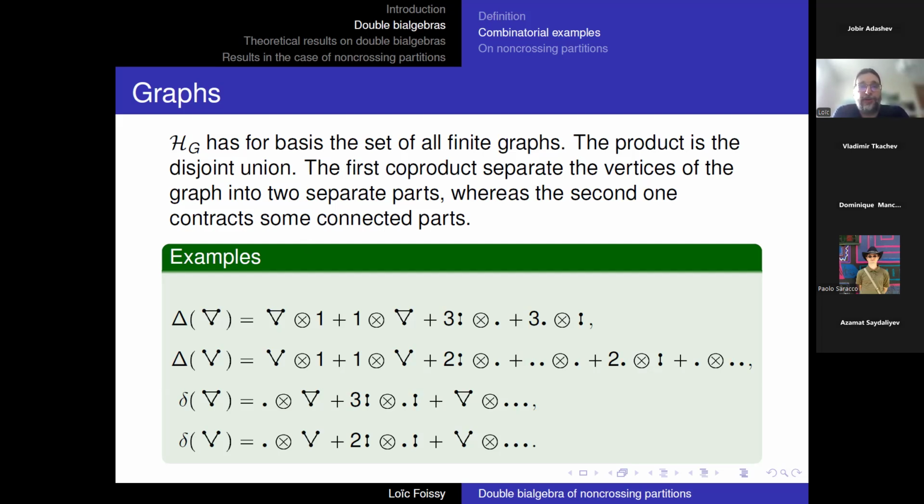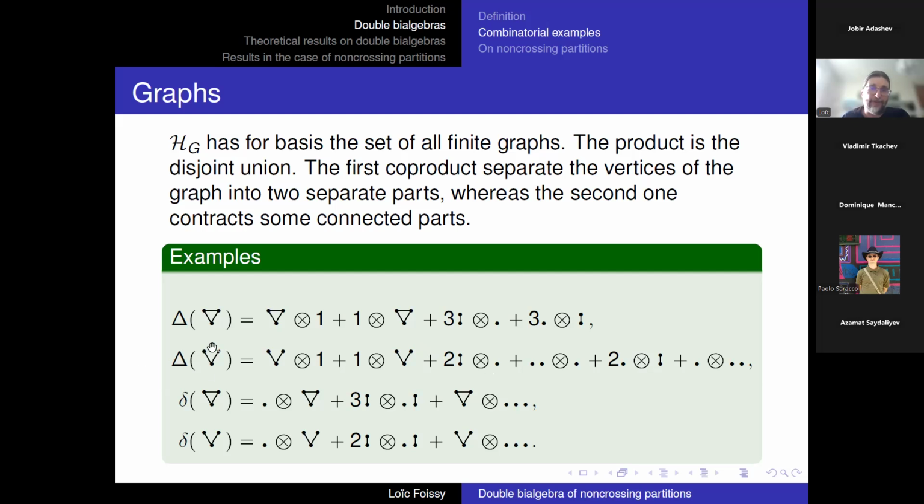And I can define two coproducts. For this, I want to find a way to decompose the graph into two graphs. Well, I choose some vertices which I put on the left and the other vertices on the right. And this gives me two graphs. So for example, I can put all the vertices on the left. This gives you the graph. On the right, you have nothing, the empty graph, one, or everything on the right. I can put these two vertices on the left. What I obtain on the left is a connected graph with two vertices. On the right, only this.